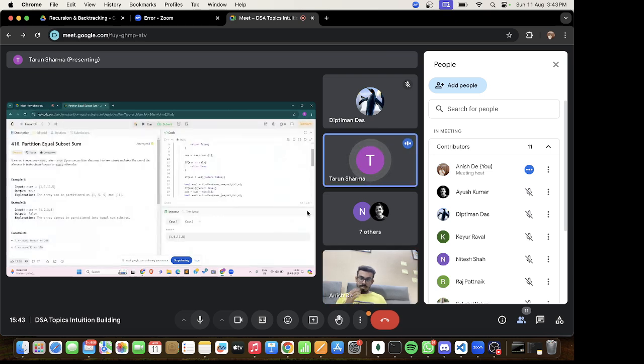So in this problem, I have written the recursive part of this code, but I am not able to find the DP top down approach. How can I apply DP in this question? So what have you done in recursion?